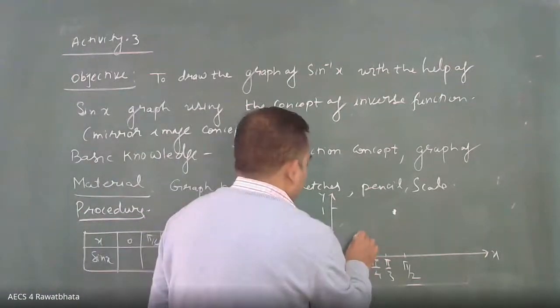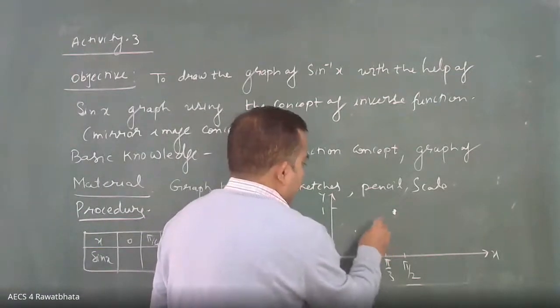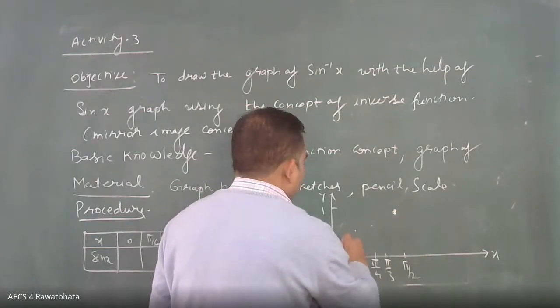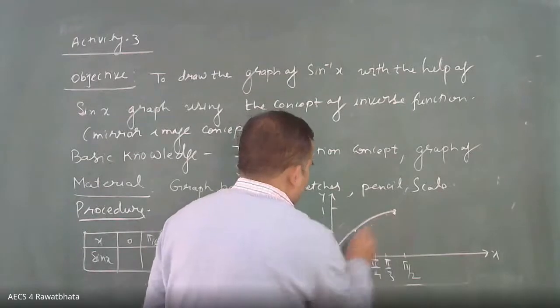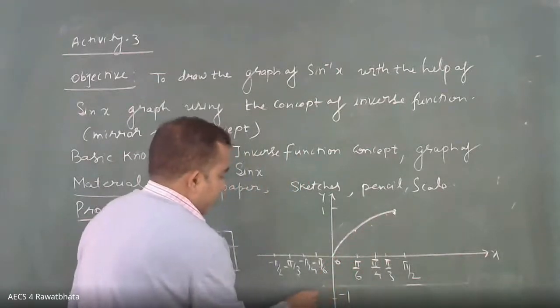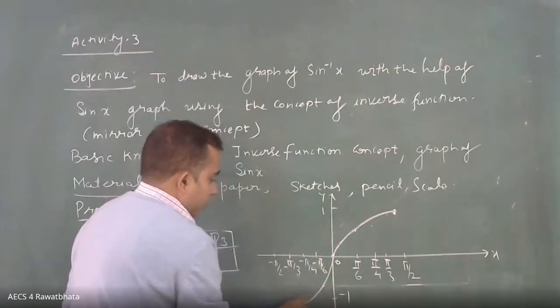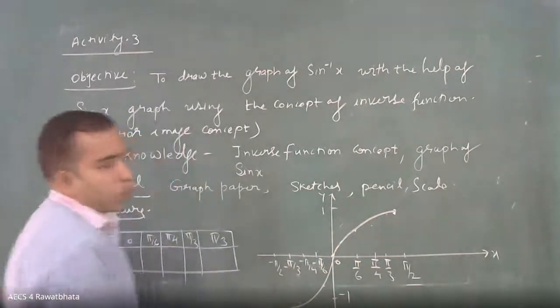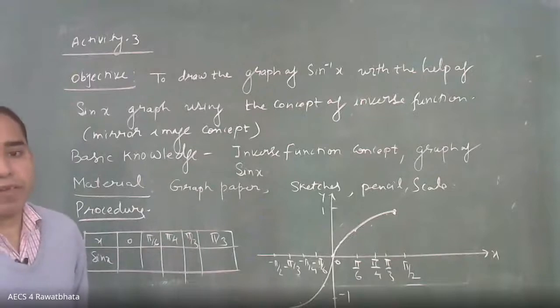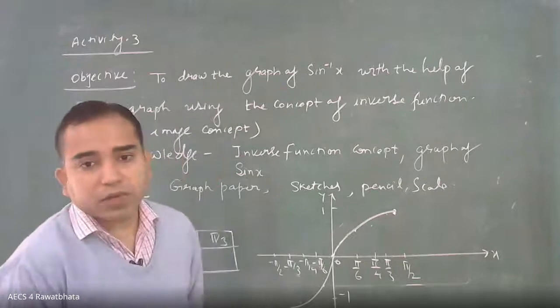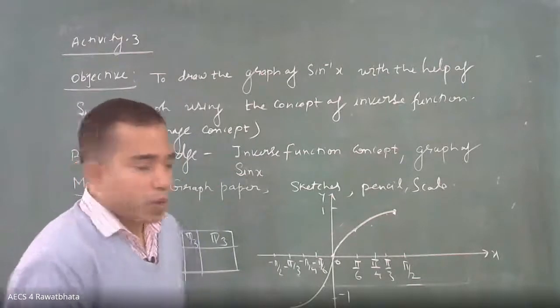So something like this it will come. And then join with a smooth curve. Similarly, negatives also you can mark the points and join them with a smooth curve. Okay. Now what you do, now you draw a line y equal to x, because y equal to x line is not the part of our curve, so only dotted line will draw.